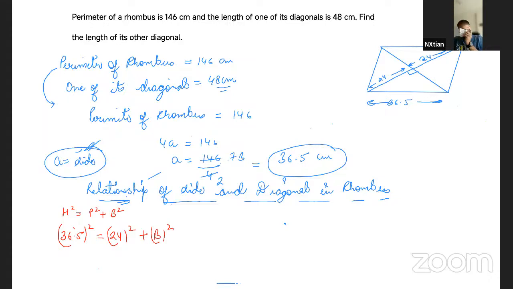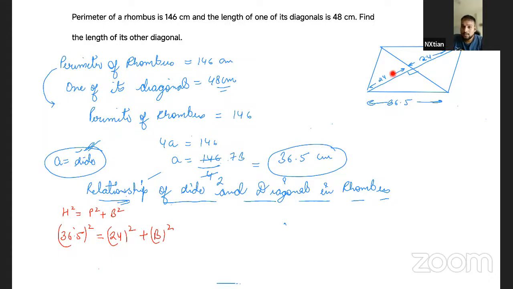How do you get 24? See, the whole diagonal was 48. Now, because this diagonal is bisected into equal halves, 48 becomes 24 and 24. Okay, everyone got it or not? Now, simply you have to solve this and you will get the answer.